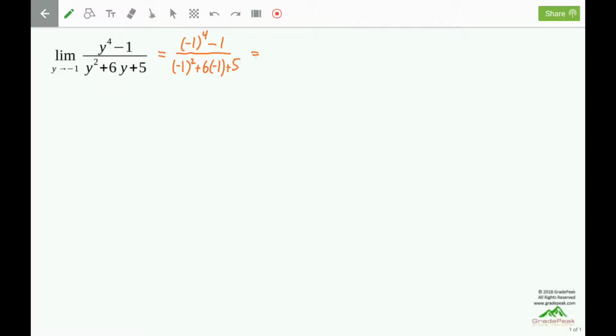In the numerator, negative 1 to the fourth: negative 1 times negative 1 is positive 1, times another negative 1 is negative 1, times yet another negative 1 is back to positive 1. It's a positive 1 minus 1, divided by negative 1 squared, which is a positive 1. 6 times negative 1 is a negative 6, plus 5. In the numerator, 1 minus 1 is a 0. In the denominator, 1 minus 6 is a negative 5, plus 5, which is also a 0. We have the 0 over 0 indeterminate form.